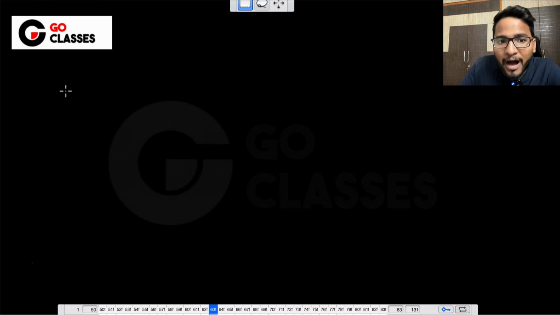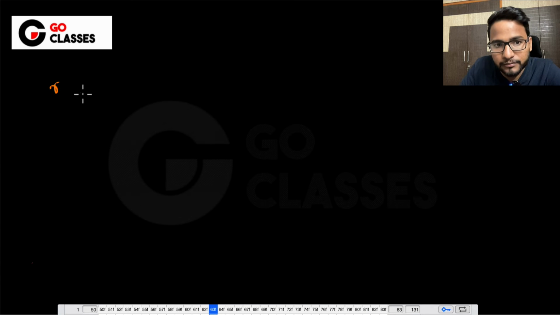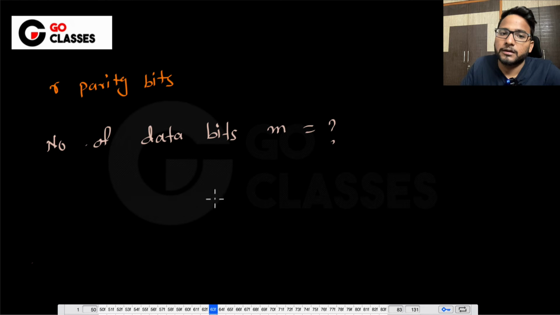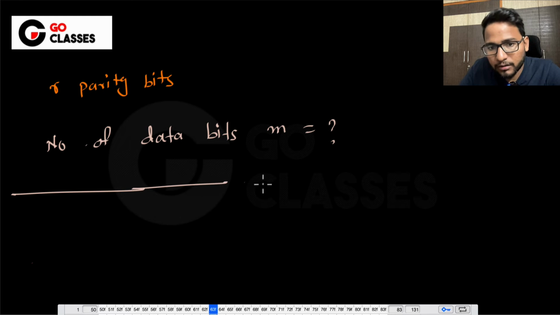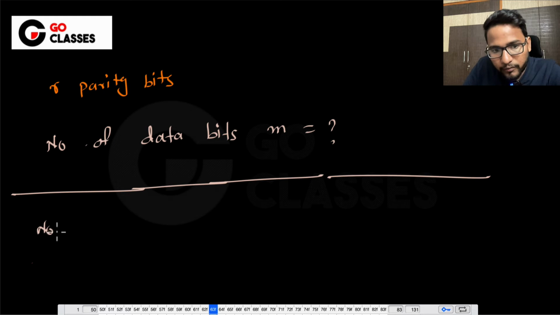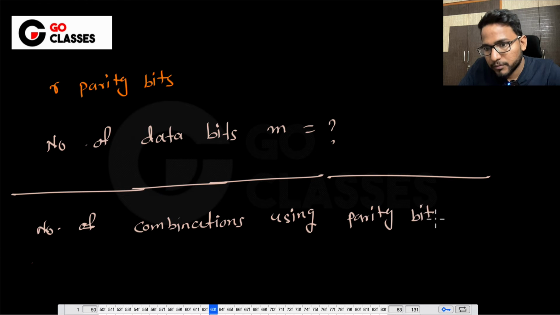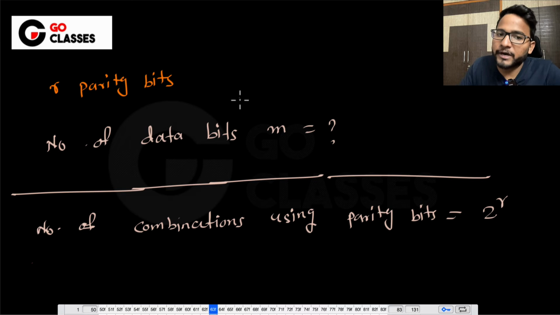Using r parity bits, how many data bits can I have? This is my question: the number of data bits I can have. See, how many combinations do I have? Let's first talk about the number of combinations. The number of combinations using parity bits is equal to 2 power r, because these are the r parity bits.